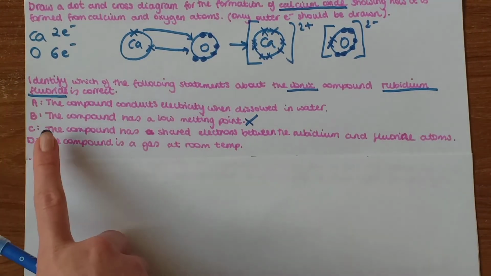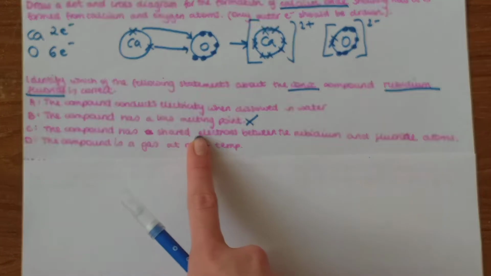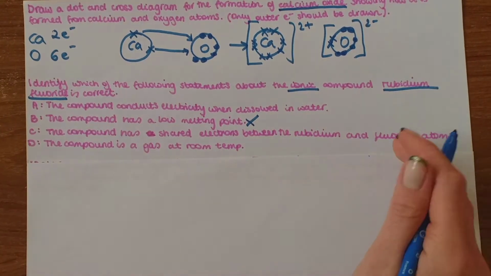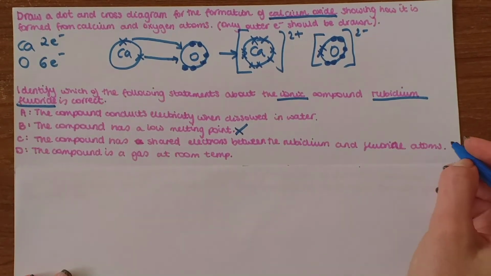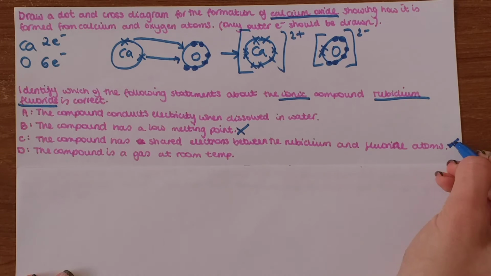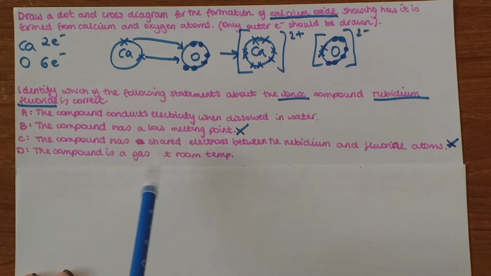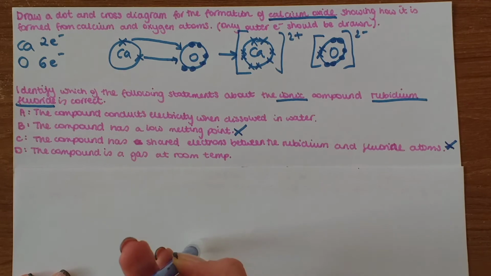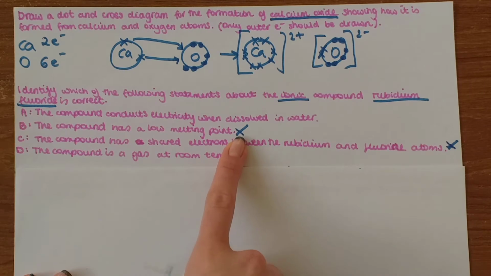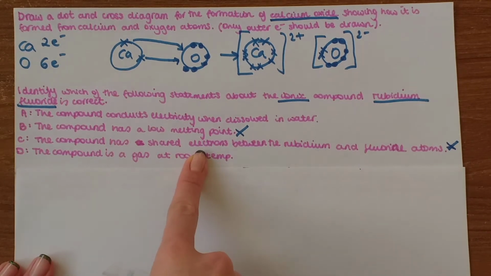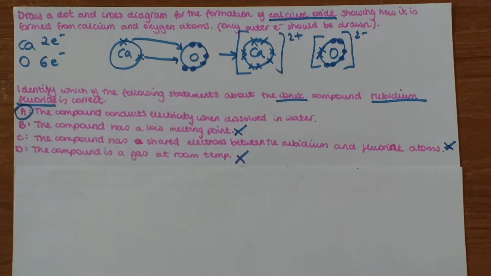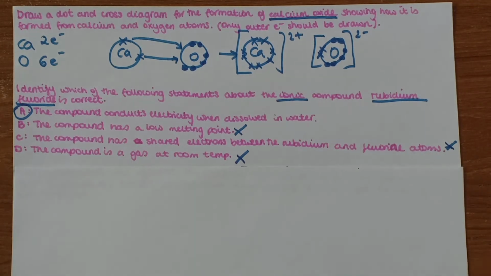The compound has shared electrons between the rubidium and fluoride atoms. This is basically an explanation of a covalent bond, when we share electrons. This is an ionic bond, so we're not sharing them, we're just giving them away. No, this is not true. And the last one, the compound is a gas at room temperature. We said it has a high melting point, which means at room temperature it definitely won't be a gas. So A is true. The compound conducts electricity when dissolved in water.